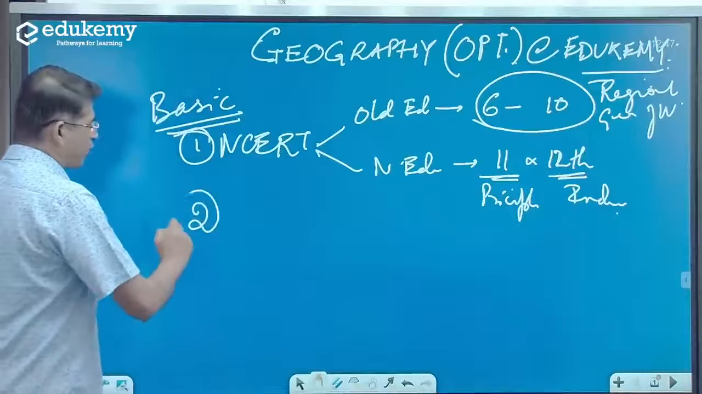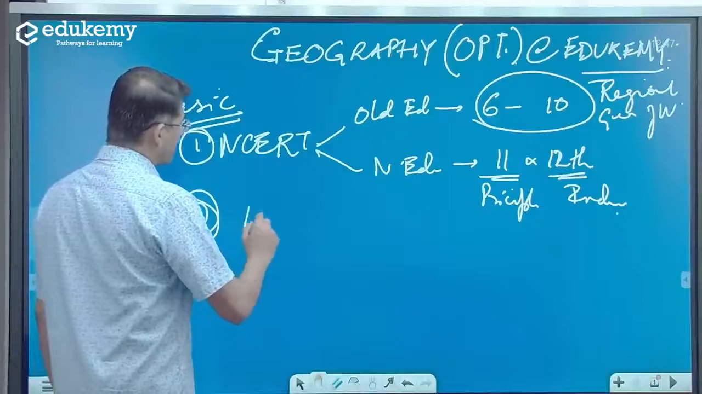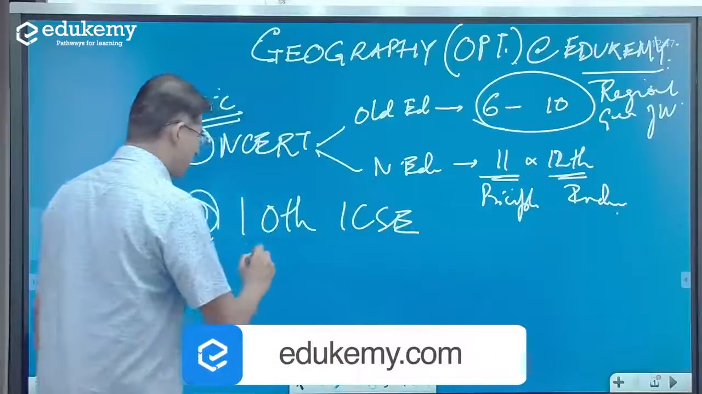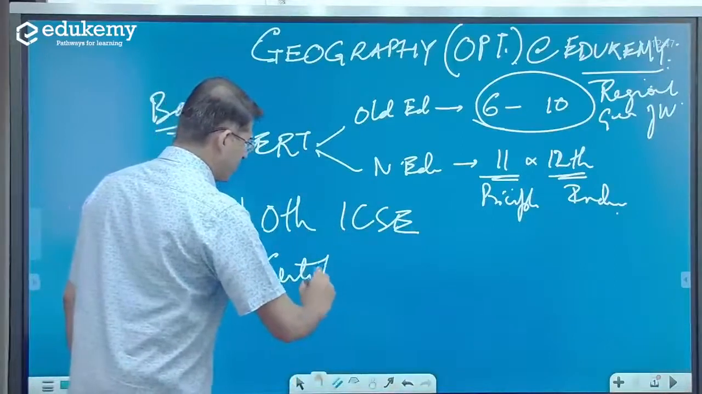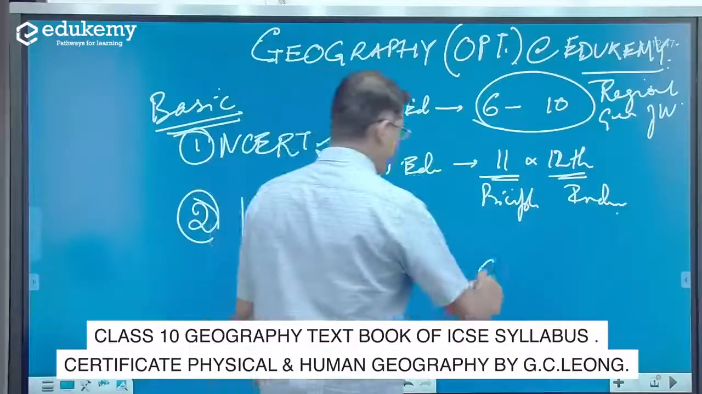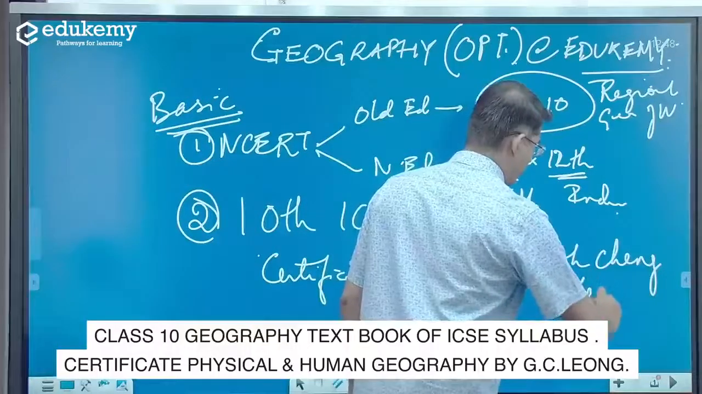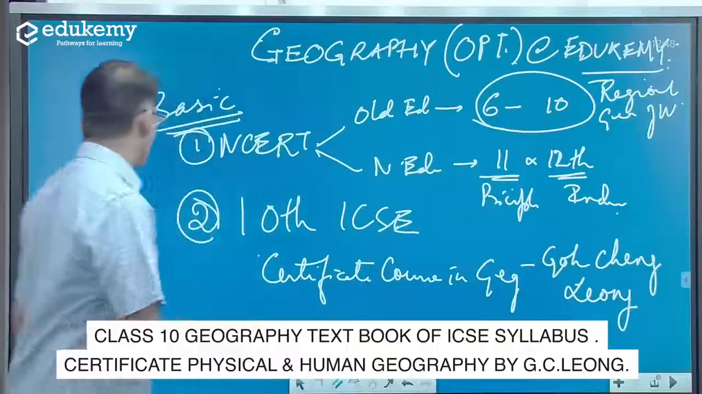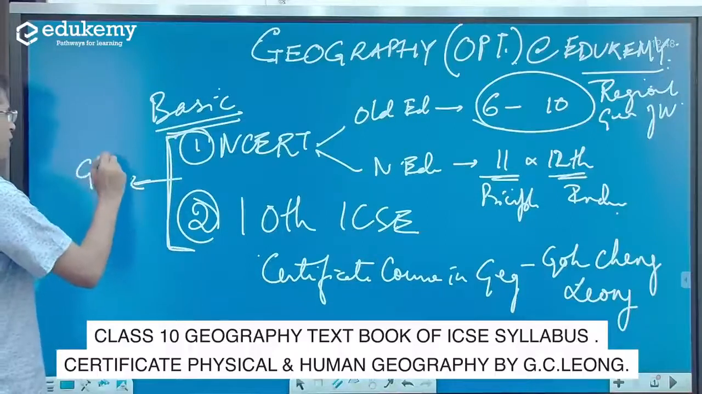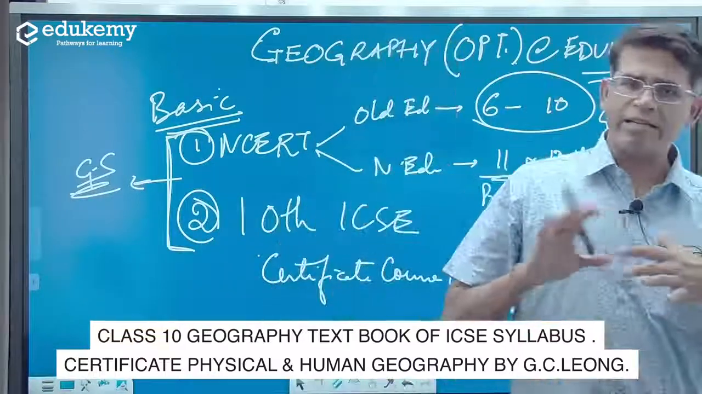The second set of reference books, something all GS students also have, is the class 10th textbook of the ICSE syllabus. The book's name is Certificate Course in Geography, and this is a book by Goh Cheng Leong. It is a very, very popular book for GS. You will require both these books for GS geography also, and they are almost indispensable.